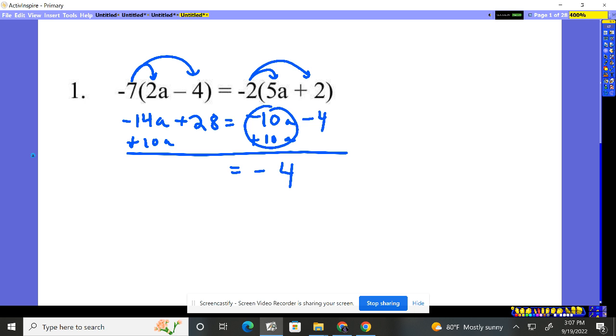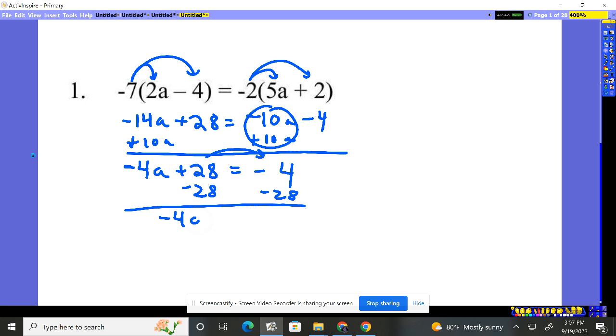What am I left with on the left? -14a plus 10a is 4a plus the number 28. I now need to move this number over. So I'm minus 28. Now, this was -4a. I thought I wrote that, but I didn't. It's -4a because -14a plus 10a is -4a. I now subtract my 28. Sorry about that. I get -4a, -32. I divide by -4. And I'm going to get a as a +8 for problem 1.